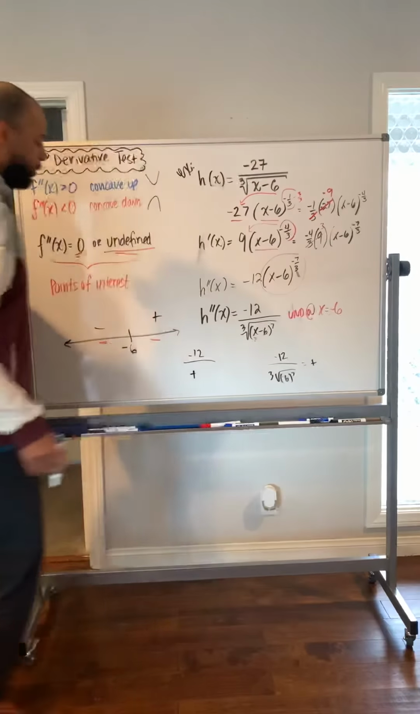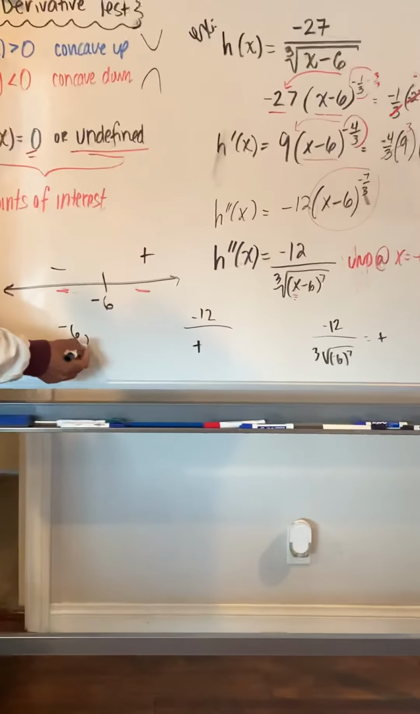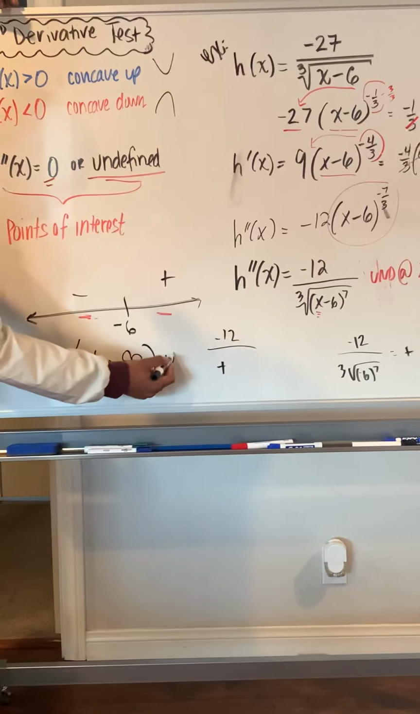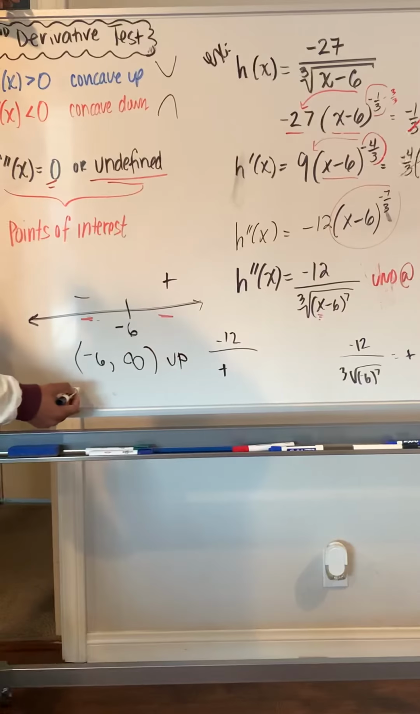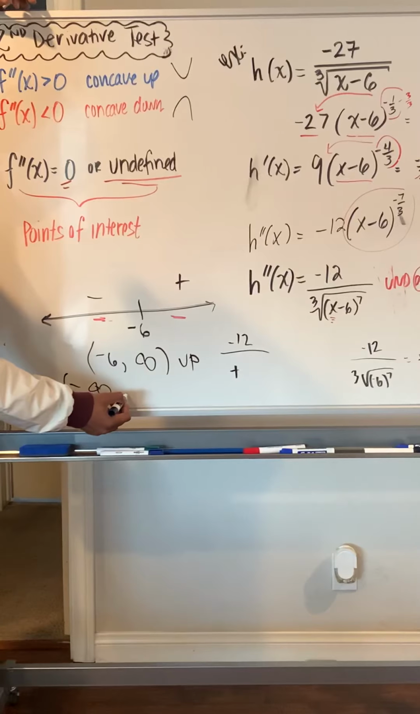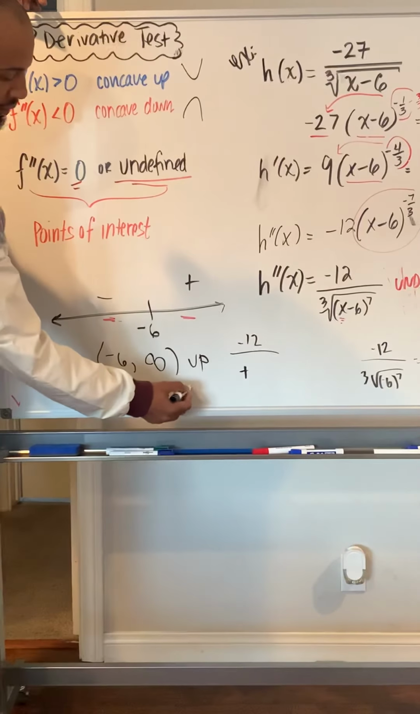So for 6 to infinity, it's going to be concave up. And from negative infinity to 6, it's going to be concave down.